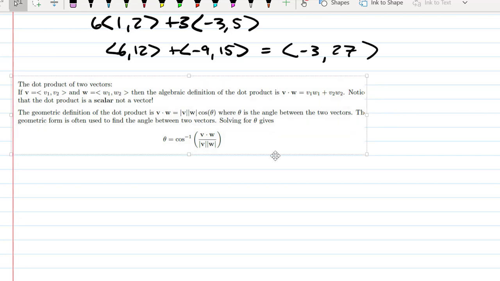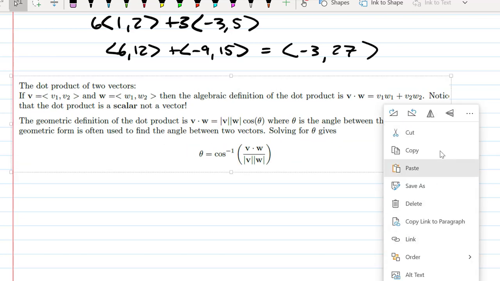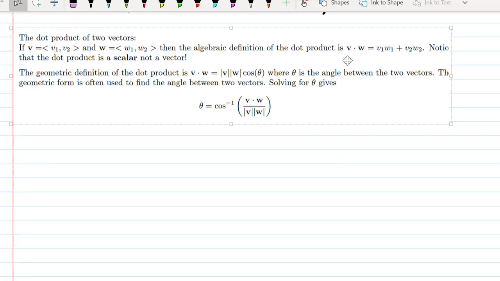So the dot product of two vectors is, if we have vectors v1 and v2, and vectors w1 and w2, the algebraic definition of the dot product is v dot w is v1 w1 plus v2 times w2. So notice that the dot product is a scalar and not a vector.